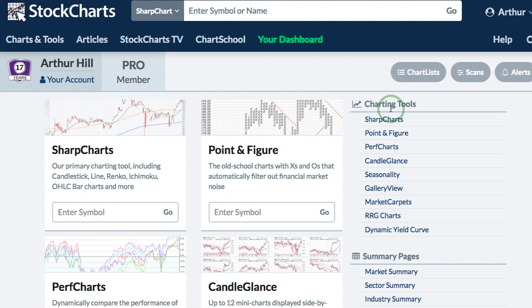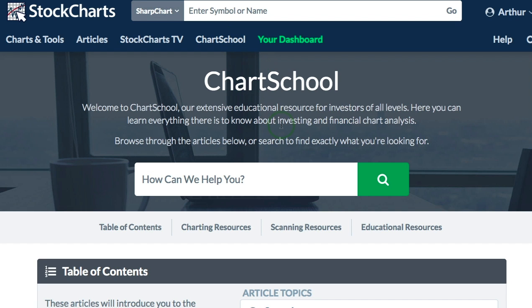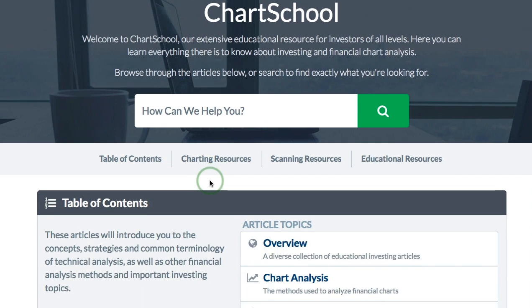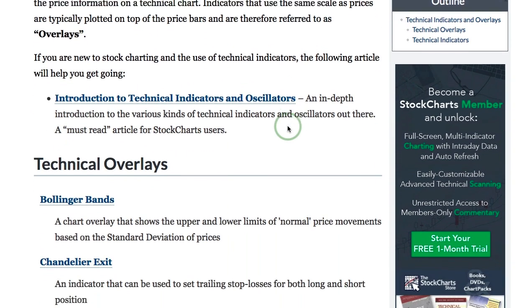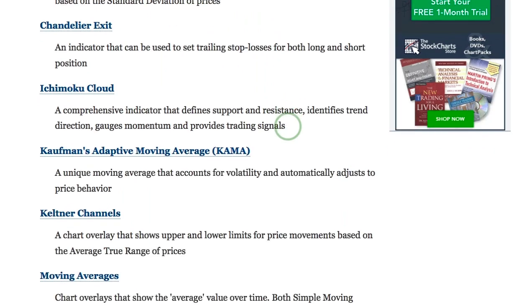Now, if you ever need any more information about an indicator such as an exponential moving average, how it's calculated, or MACD or the PPO, you can go to our chart school. I'm here on the Charts and Tools page, and at the top of every web page, you'll see a link for the chart school. If you click on that link, you can search for a term there in the search box, or you can scroll down and there you see a link for technical indicators and overlays. And every indicator that is covered here at StockCharts is featured in these articles.